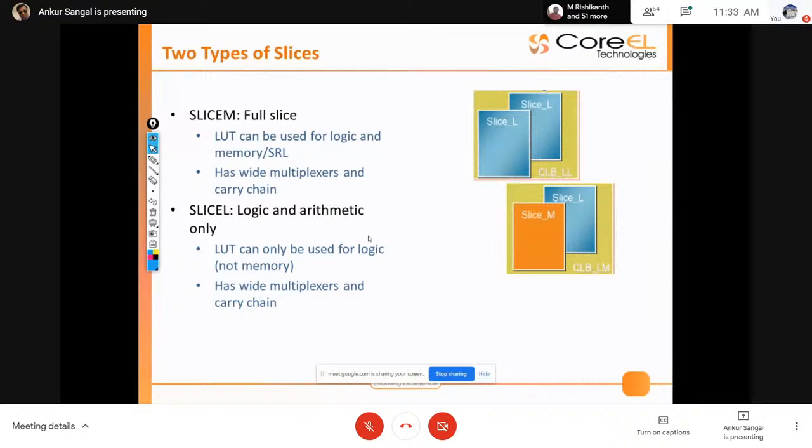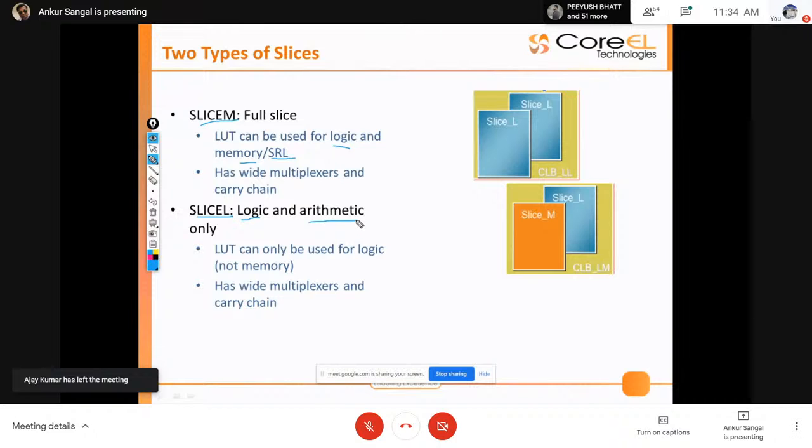So now you can see slice M and slice L. If we are talking about the slices, there are 2 types: one is slice M and another one is slice L. Slice M you can use for memory related operations as well as logical operations. So we can also call it a full slice because we can perform any operation related to memory and logic with the help of this slice. If you want to use shift register logic, you can also use this slice M. After that, slice L works on logical or arithmetic operations.